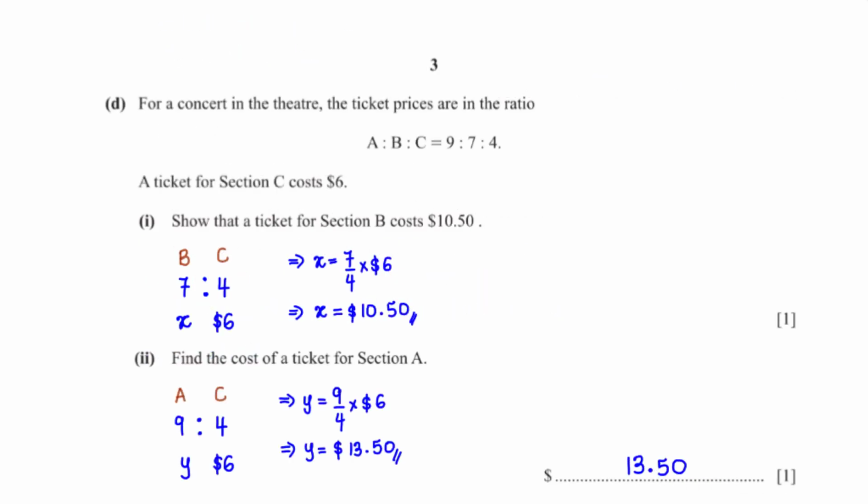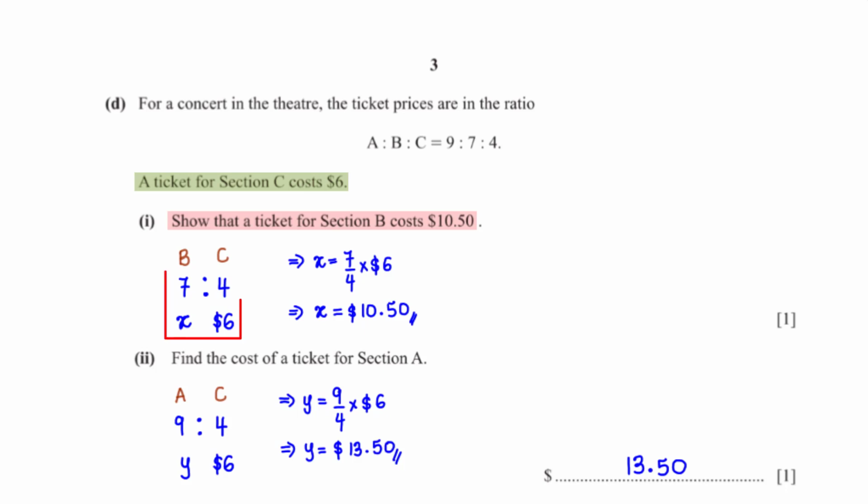For a concert in the theater, the ticket prices are in the ratio A is to B is to C equals 9 is to 7 is to 4. A ticket for Section C costs $6. Show that a ticket for Section B costs $10.50.